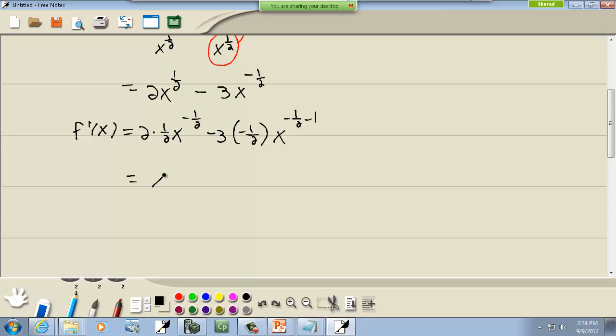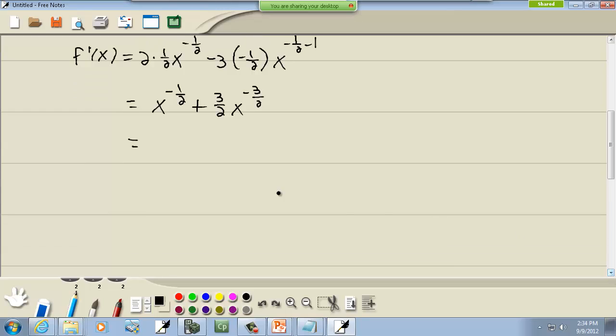Okay, this 2 is going to cancel, so we got x to the negative 1/2. A negative times a negative is positive, and that gives us 3/2 x to the negative 3/2. Well, we don't want negative exponents, so we'll take them back downstairs, back to the denominator. So this is 1 over x to the 1/2 plus 3 over 2x to the 3/2.